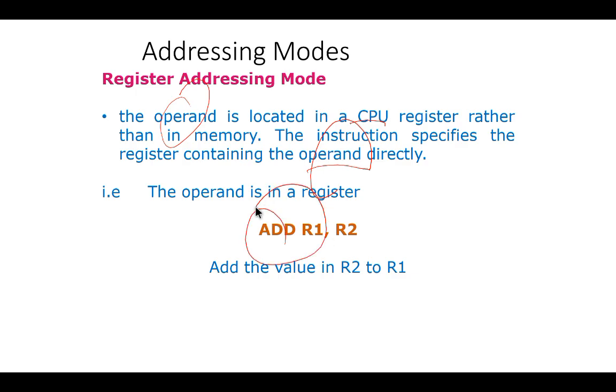Here in this instruction, the registers are directly mentioned. From this instruction, we can say that the value in the register R2 will be added with the register R1. So the register has been directly mentioned in this addressing mode.